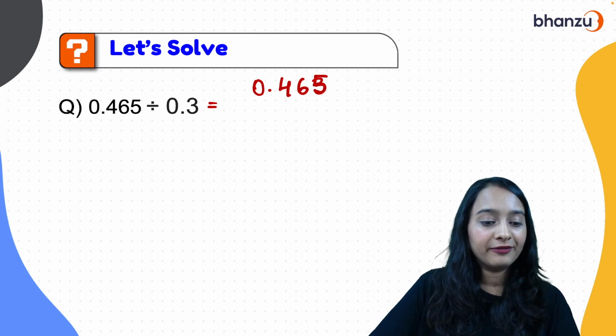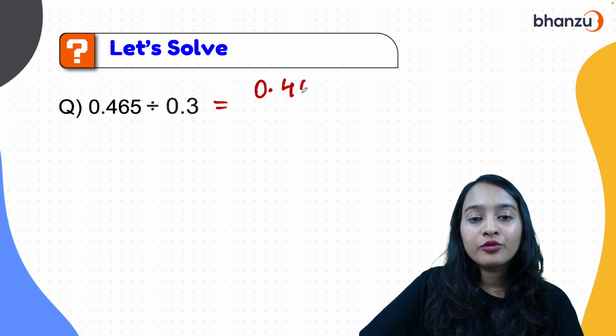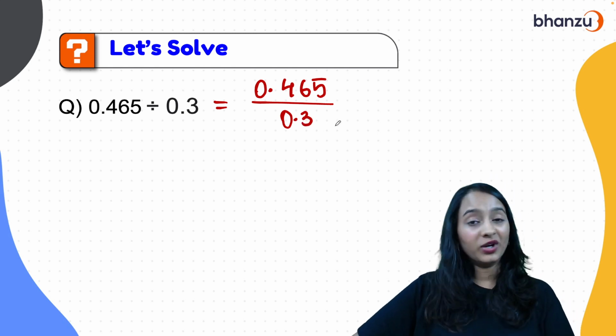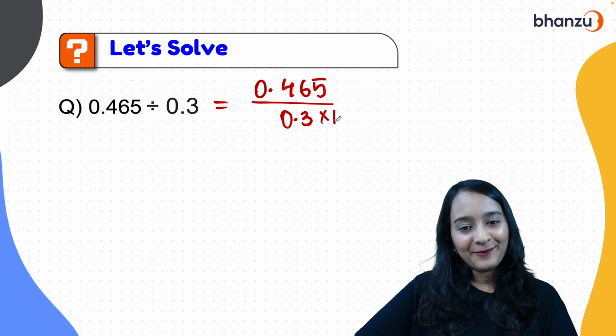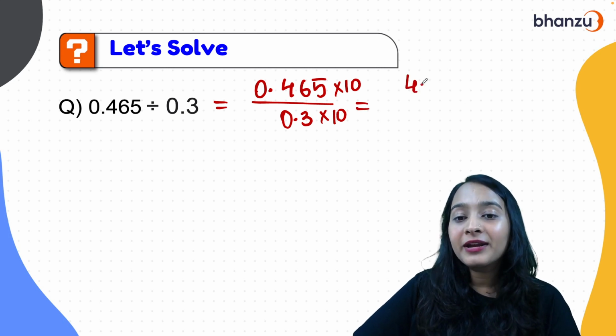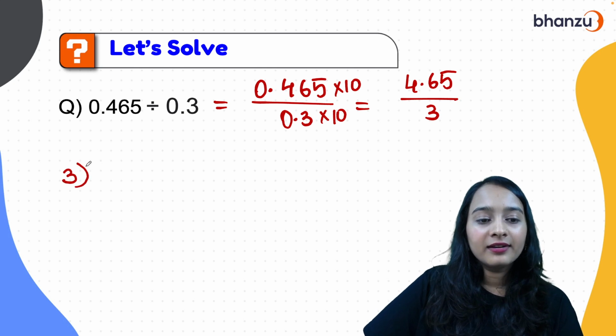Alright. Please remember, whenever you have questions like this, the first thing that you will be doing, I'm so sorry, there has to be 5. 0.465 by 0.3. Now what is the first thing that you will be doing? Multiply by 10 so that our denominator becomes a whole number. And then you divide.